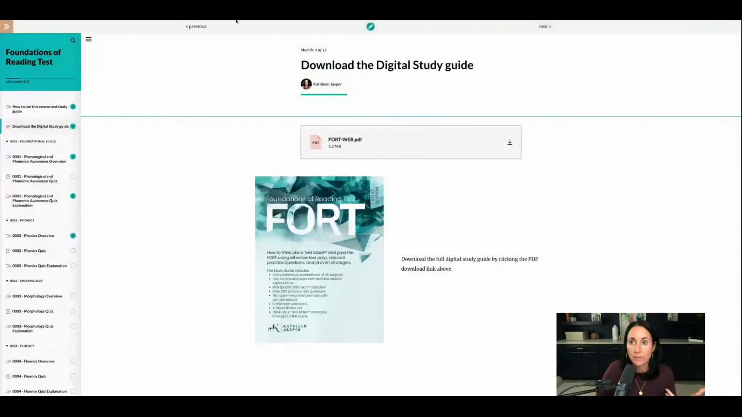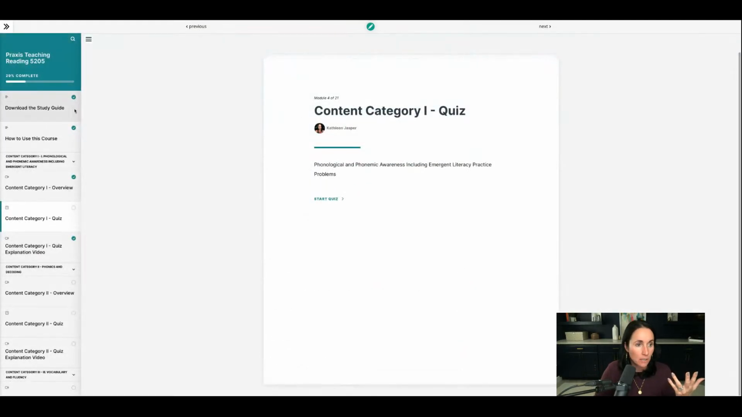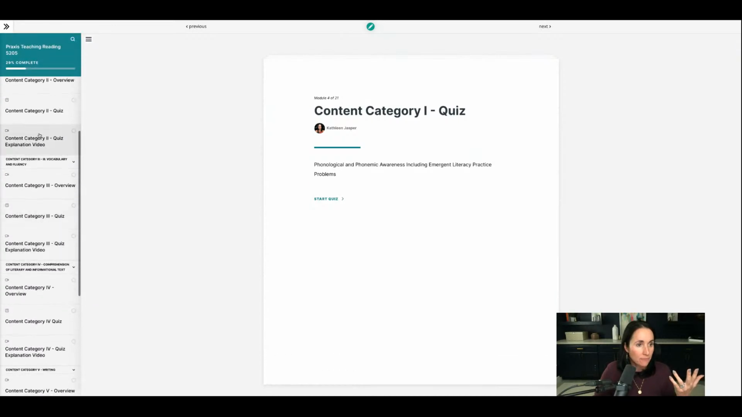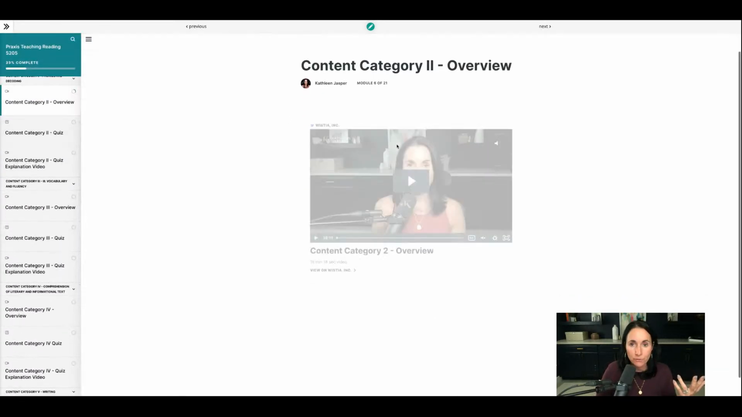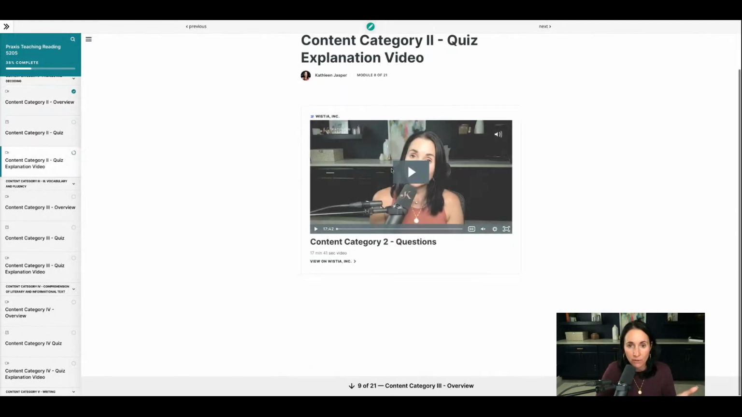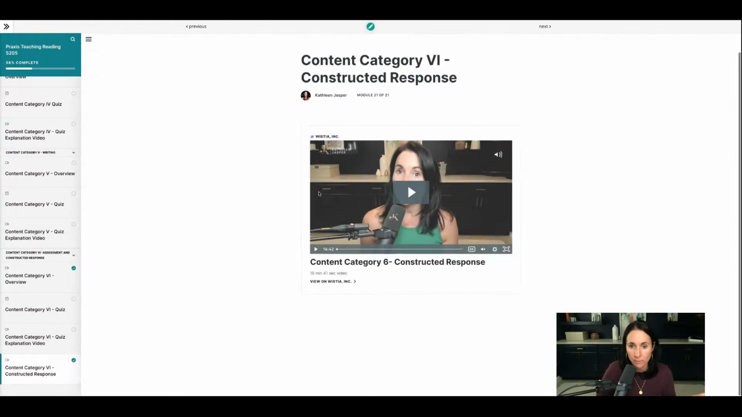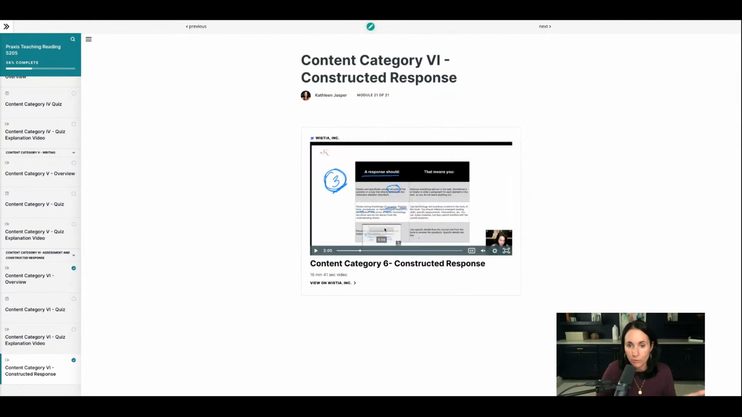And those of you for Foundations of Reading, let me do that really quick. For those of you for teaching reading, I should say, it's very similar. It's modeled the same way. You can see here are all the categories. I've got an overview for each content category, then a quiz, then an explanation video for each quiz. And then towards the end, I have assessment. And then of course, constructed response videos where I go through the constructed response. So very similar for both.